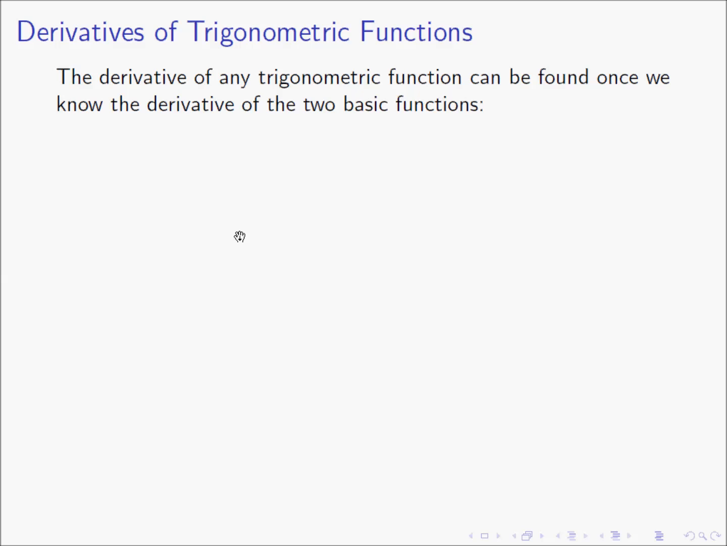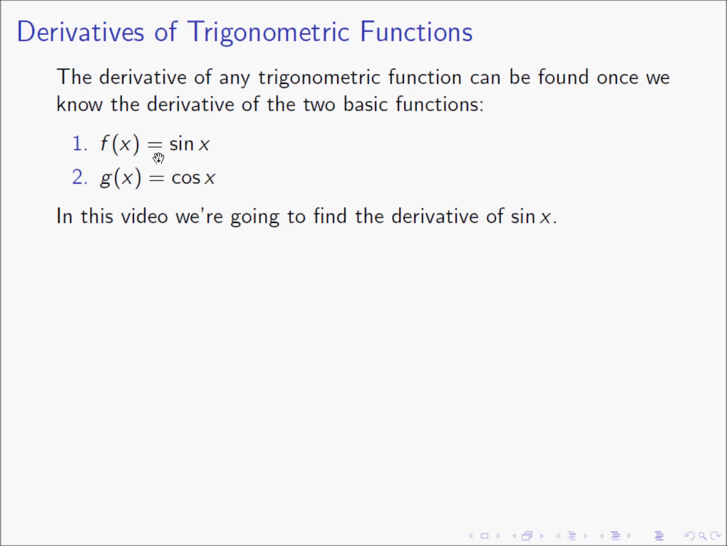So the derivative of any trigonometric function can be found once we know the derivative of the two basic functions. The two basic functions are the functions f of x equals sine of x and g of x equals cosine of x. Once we know the derivative of these two functions, we'll be able to find the derivative of any other trigonometric function. So in this video we're going to begin by finding the derivative of sine of x.